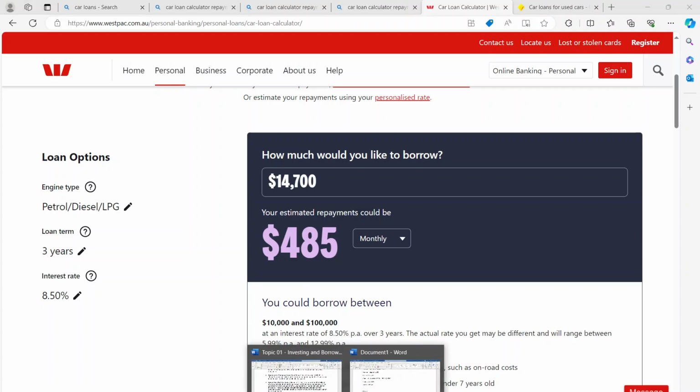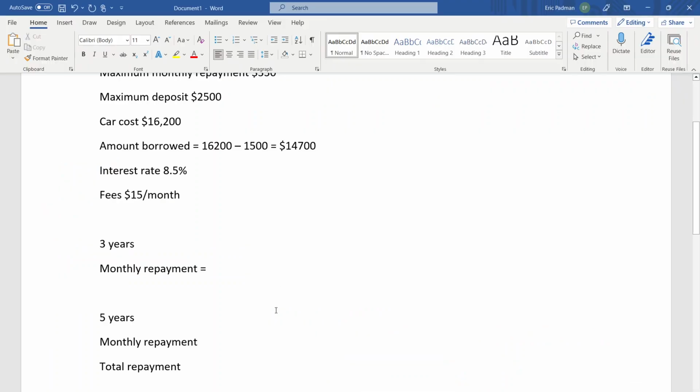Go here. All right. So 3 years, it'll be what we just got, 485. Now we have to add on the $15 per month. That's 500. Can't afford. It exceeds the amount we have available to pay per month. Cannot. All right, so we can't do 3 years. So let's try this one.